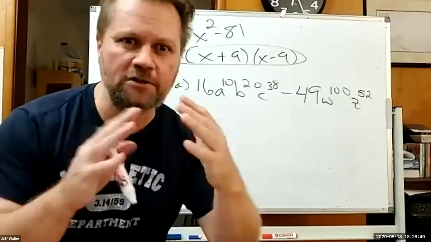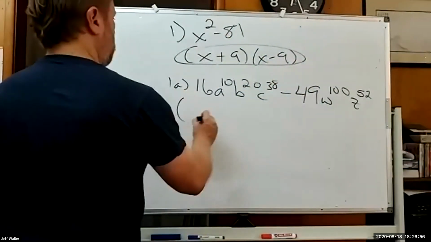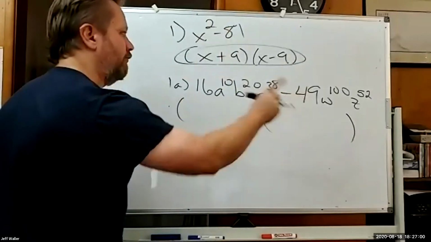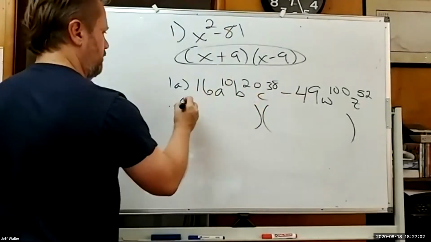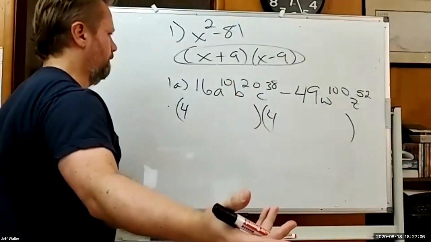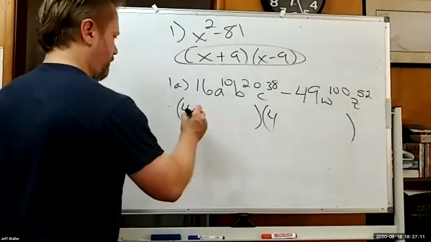How would you take the square root of a to the 10th power? How would you take the square root of that? Don't think of it like that, but that is what you're doing: you're cutting everything in half multiplicatively. So 16 is 4 and 4. Cut the 10 in half. Do it. A to the 5th power?